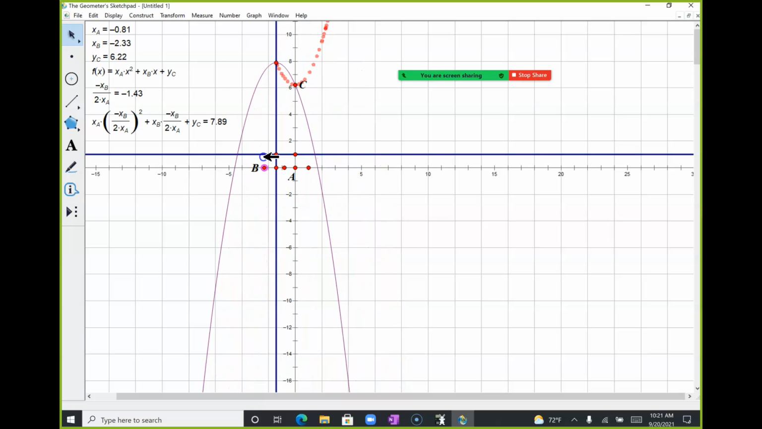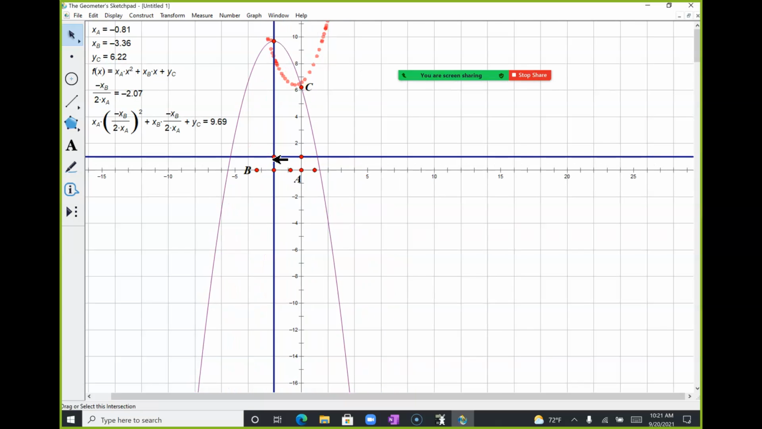If I move B, you can see the exact same parabola, but it's tracing out itself upside down. Okay, got it. How does that happen? That's a great question.